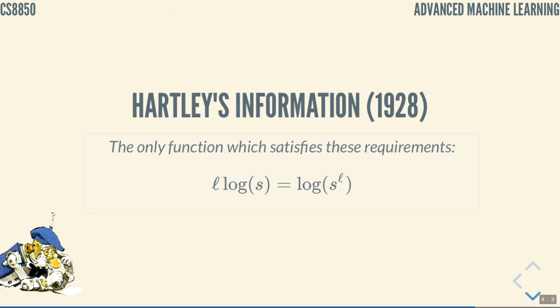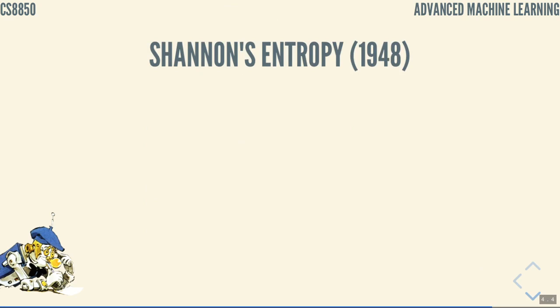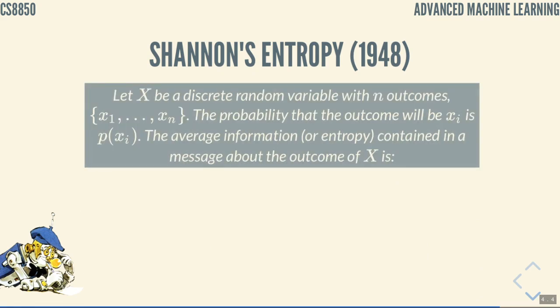The only caveat with his suggested information measure is that it implicitly assumes that all symbols are equally likely. When all symbols are equally likely in a message, then this measure works quite well. Shannon, 20 years later, went a little farther with the information measure, and the setting is slightly different. What if the symbols have different probabilities? So let x be a discrete random variable with n outcomes. Those are our n symbols in our alphabet, x1 through xn. And the probability that the outcome will be x sub i is probability of x sub i here.